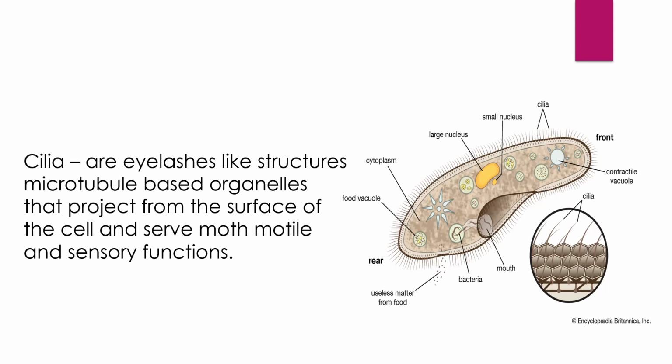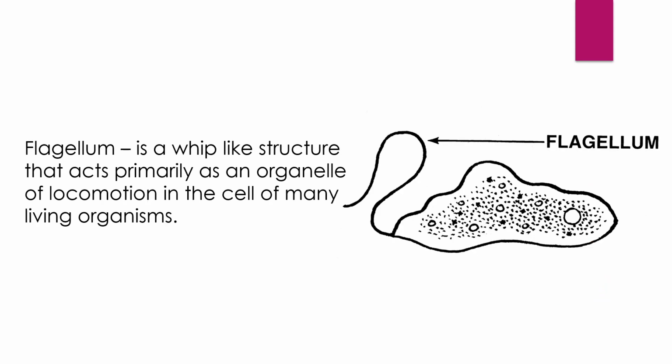The next is the cilia. Cilia are eyelash-like structures, microtubule-based organelles that project from the surface of the cell and serve motor and sensory functions. Flagellum is a whip-like structure that acts primarily as an organelle of locomotion in the cells of many living organisms.